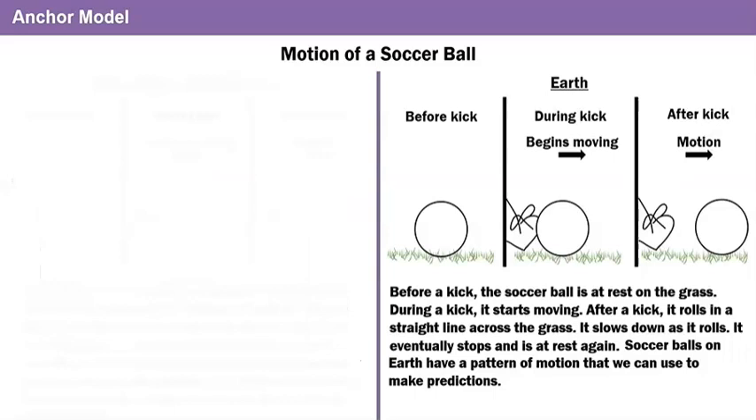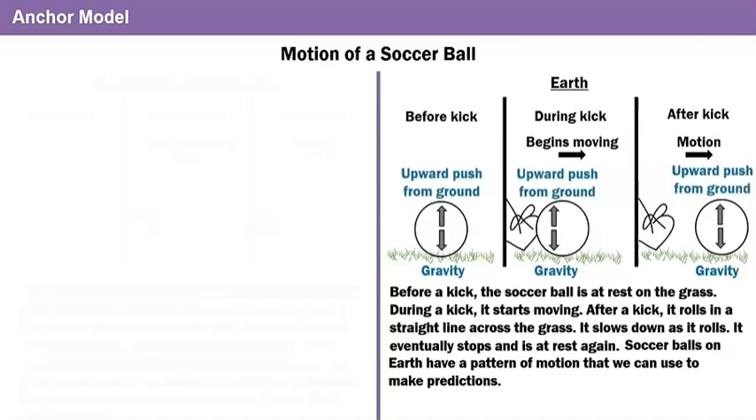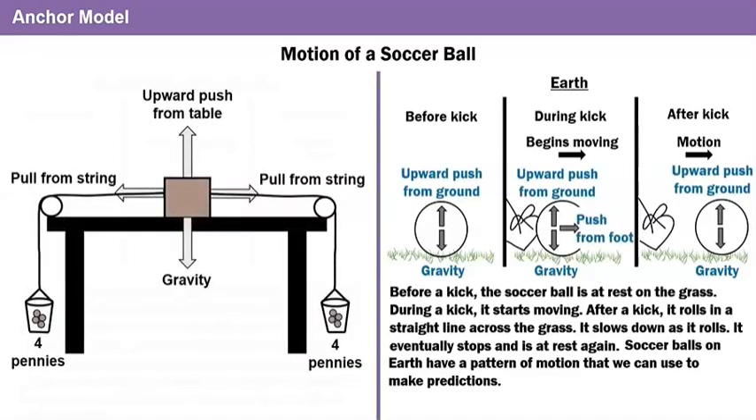On Earth, we need to show gravity pulling down on the ball and the ground pushing up on it, just like the block on the table. Also, I'll draw an arrow to show that a foot exerts a force on the ball during a kick. Let's now update the explanation.